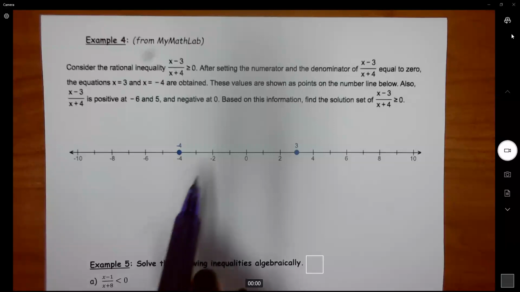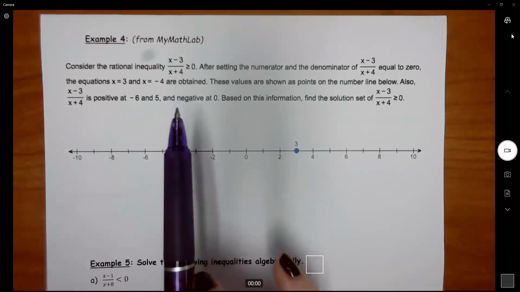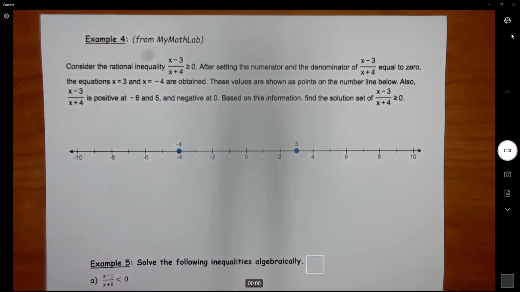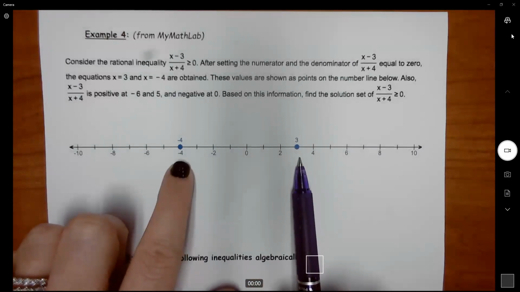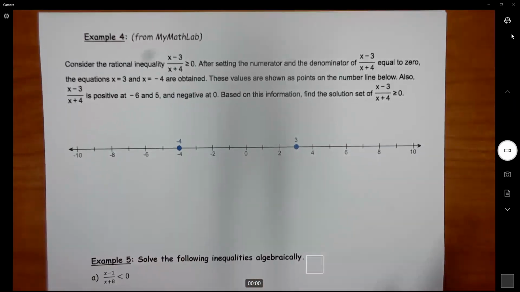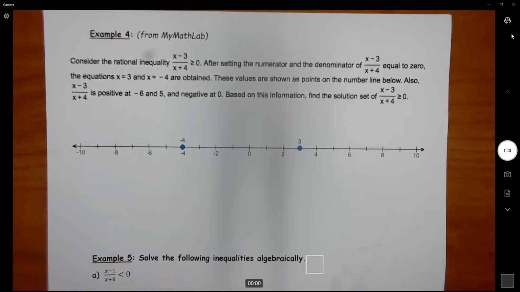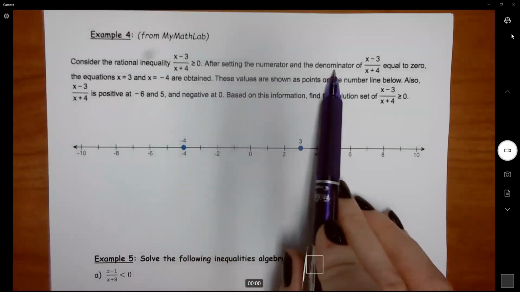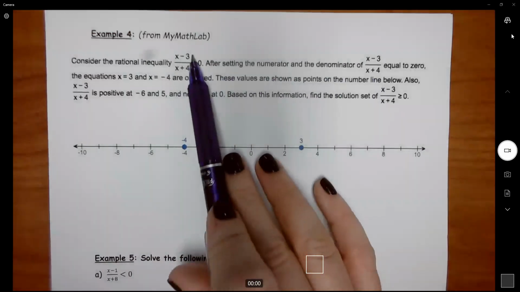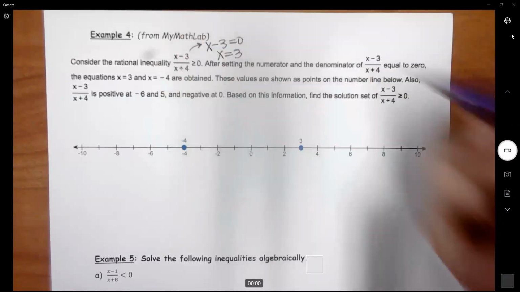So consider the rational inequality (x minus 3) over (x plus 4) is greater than 0. After setting the numerator and the denominator of (x minus 3) over (x plus 4) equal to 0, the equations x equals 3 and x equals negative 4 are obtained. And so we have those 2 points on the graph. Before we go on, what are we doing here? It says after setting the numerator and the denominator equal to 0. So when I take the numerator and set this equal to 0, I get x equals 3.